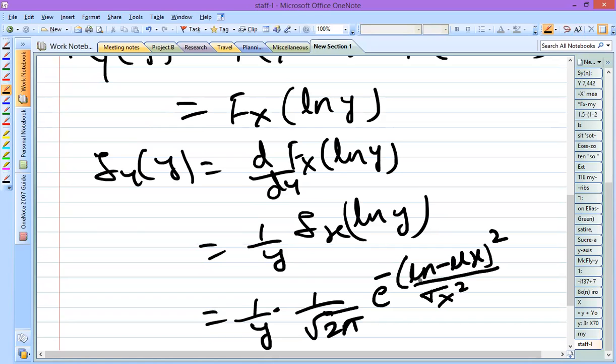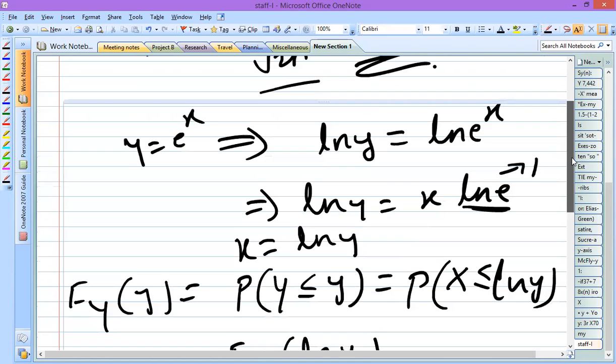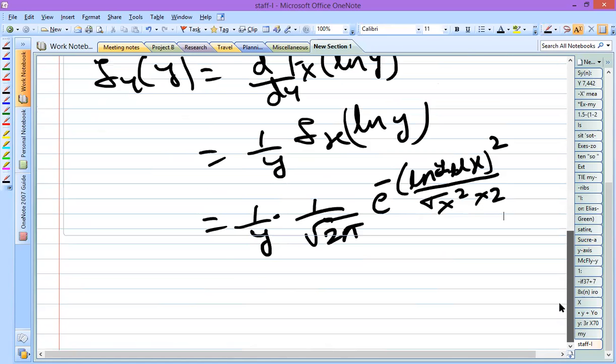So actually the z value is ln y minus mu x divided by sigma x, and the 2 will be there. Whatever equation you have seen, you are replacing in terms of (ln y minus mu x) whole square by 2 sigma x square. So that is the proof.